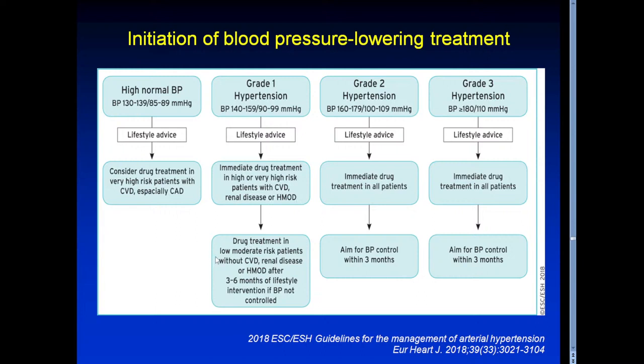And in others, drug treatment in low to moderate risk patients without cardiovascular disease and other disease after 3-6 months of lifestyle intervention if BP is not controlled. In grade 2 and grade 3 hypertension, we use immediate drug treatment in all patients.